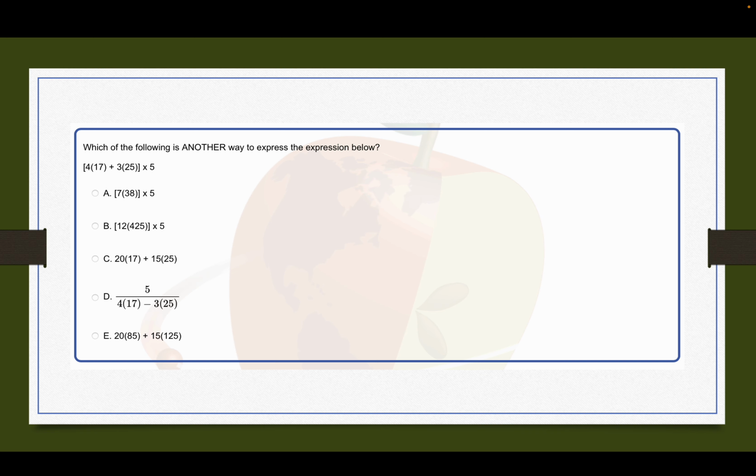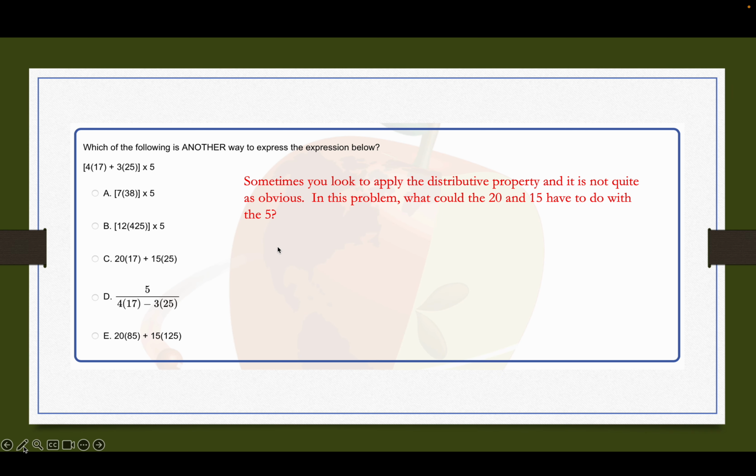So what they're looking for you to do here is to distribute the 5. You don't have to write the 5 in front. You can write it at the end. So 5 times 4 times 17 is 20 times 17. And 5 times 3 times 25 is 15 times 25. So the correct answer is going to be choice C. There's the 5 times the 4, the 5 times the 3. Again, the 5 being distributed or given to the two terms, it is the distributive property.